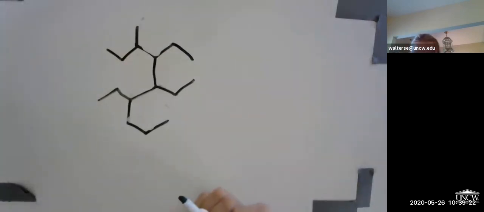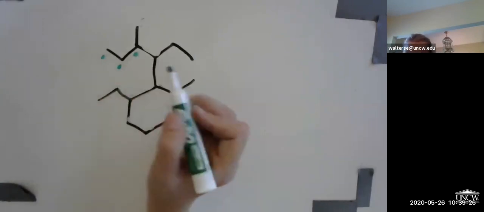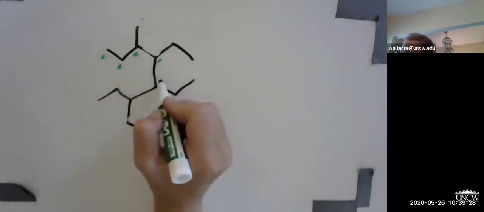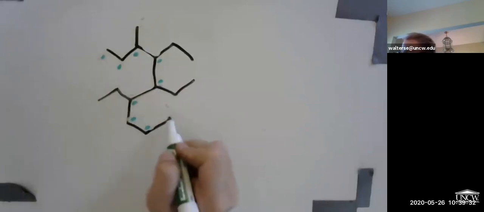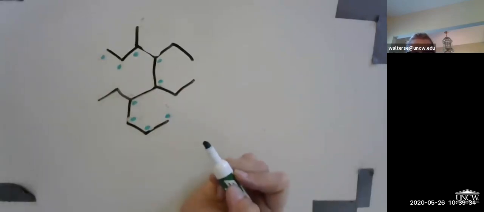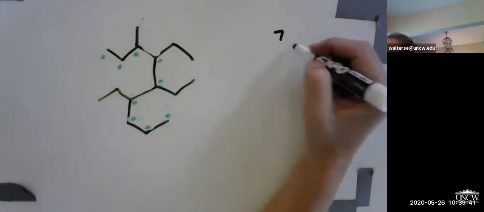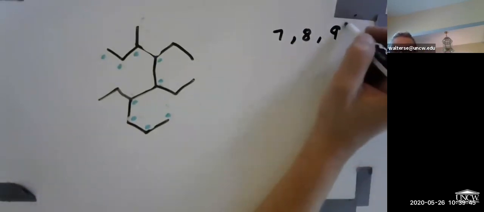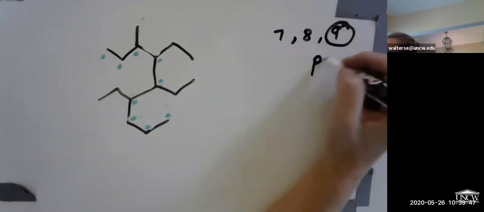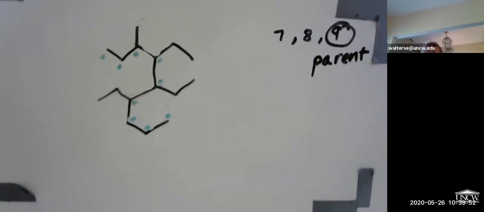1, 2, 3, 4, 5, 6, 7, 8, 9. So we've looked at a couple different pathways, and we found a 7, an 8, and a 9. 9 is going to be your parent. There's no longer continuous chain within that compound.